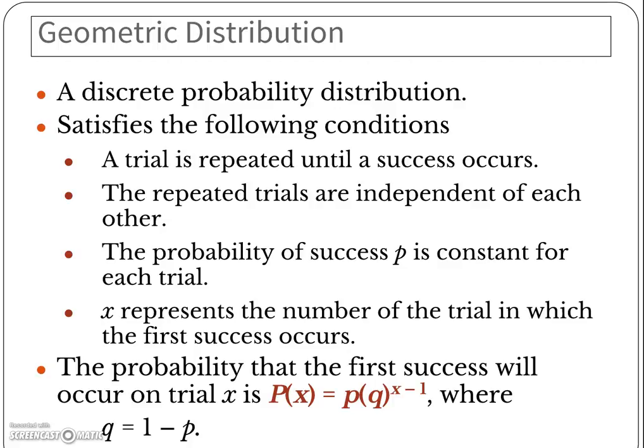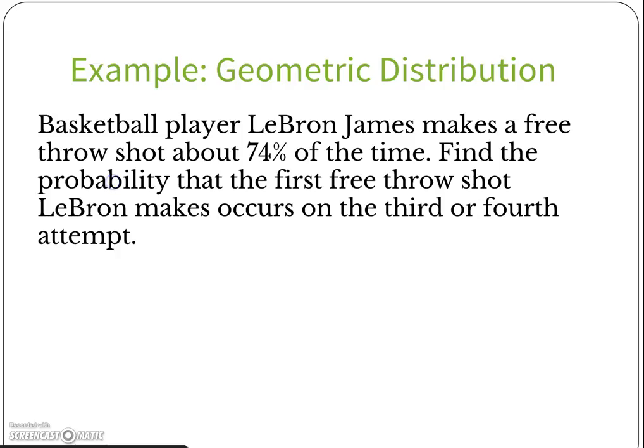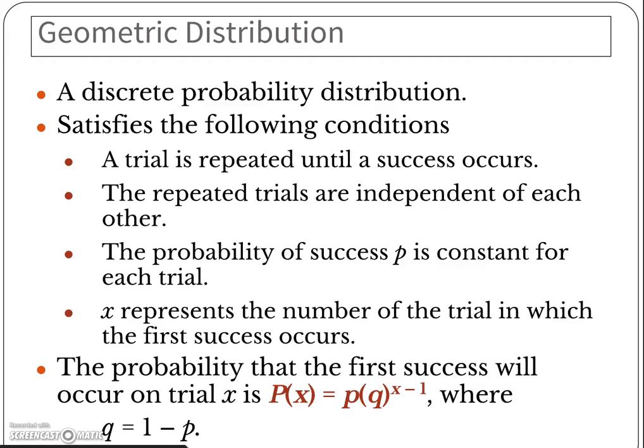A geometric distribution is a discrete probability distribution that satisfies the following conditions. A trial is repeated until a success occurs. The repeated trials are independent of each other. An example that we're going to do is about LeBron James making free throw shots. The trial is repeated until a success occurs. He's going to throw the basketball until he makes a success.